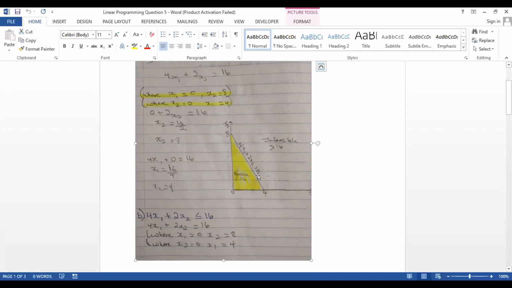But the question says 4x1 plus 2x2 should be less than 16, which means you would shade to the left. So anything to the right would be infeasible, miss. And that's what I did. Yes, miss, that's for the A.